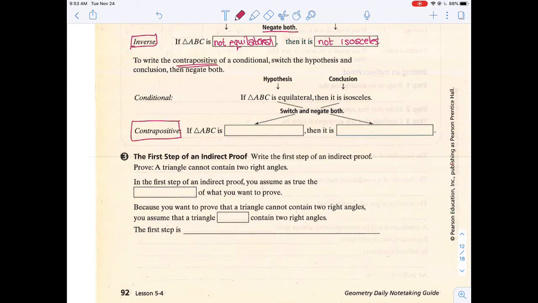Then we're going to write the contrapositive. The contrapositive negates both and switches them around. So, if ABC is not isosceles, then it is not equilateral. And that's the contrapositive.